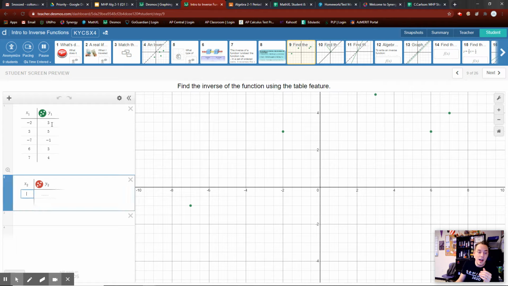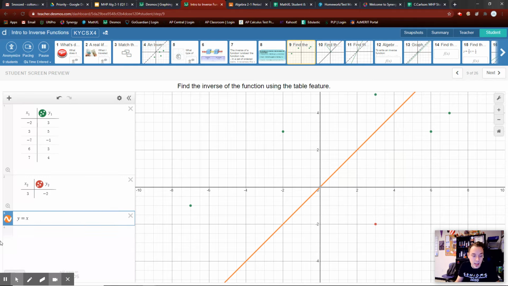So what does this mean? I have coordinate points, right? And I'm just going to flip them. So I have -2, 3, so I'm going to write 3, -2. Okay, see how it's right here? I can even add this line. It doesn't have it here, y equals x. This is my identity line. This is the line that they actually flip past, right? This is the line that they flip past.